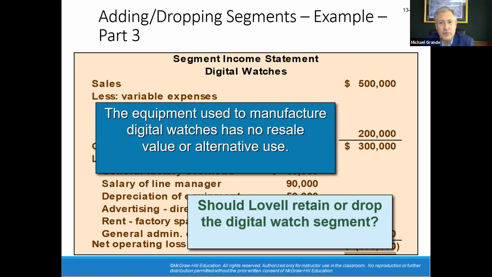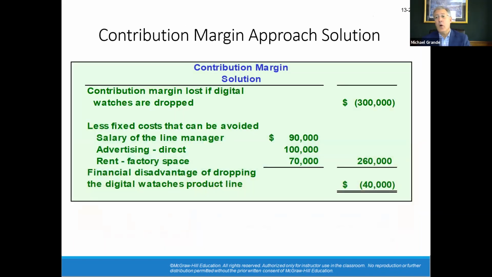The equipment used to manufacture digital watches has no resale value or alternative use. And again, depreciation is always irrelevant. Should Lovell retain or drop the digital watch segment? So again, what goes away and what stays? The contribution margin that is eliminated is $300,000, and these fixed costs can be avoided. They'll go away: the salary of the line manager, the direct advertising, and the rent on that space. That's what they're telling you.